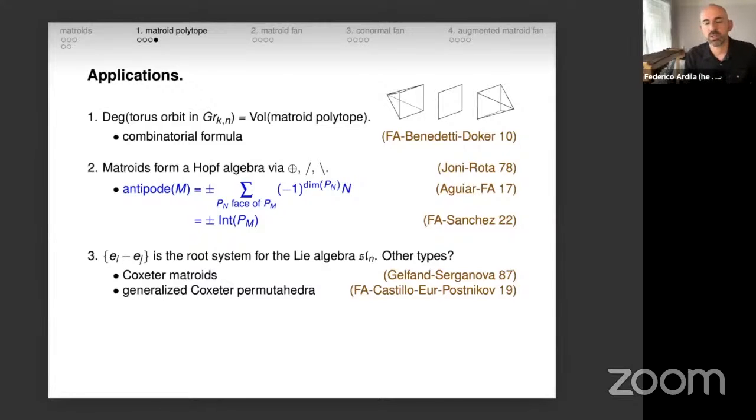And so this leads to a theory of Coxeter matroids led by Gelfand and Serganova. And then you can also think about, just like matroids are part of the family of generalized permutahedra, Coxeter matroids are part of the family of generalized Coxeter permutahedra, and that turns out to be a very pretty story of a very elegant family of polytopes. We worked this out in a paper with Federico Castillo, Chris Eur, and Alex Postnikov.